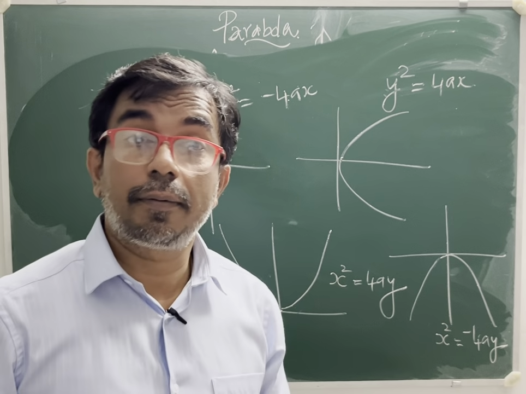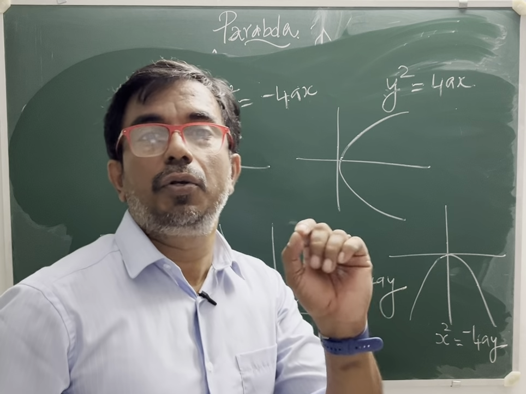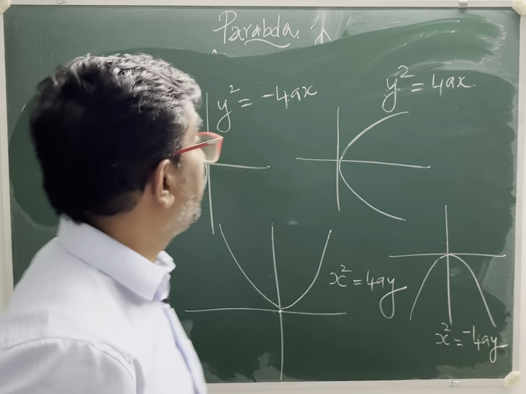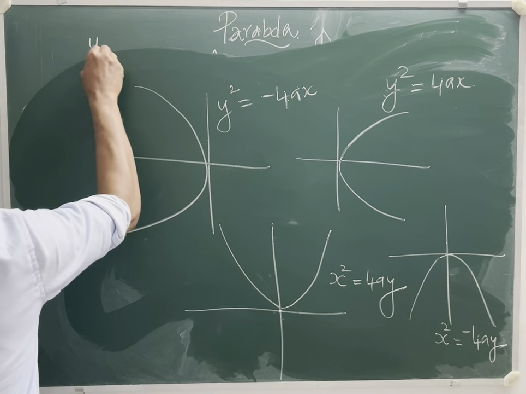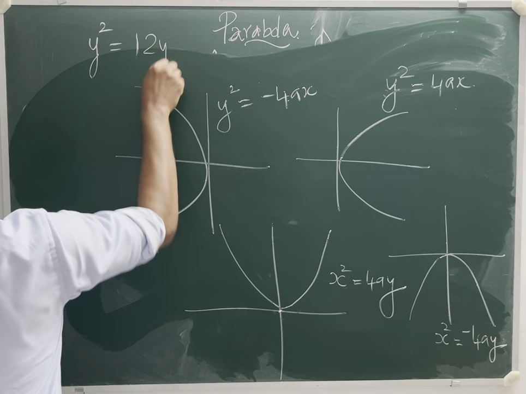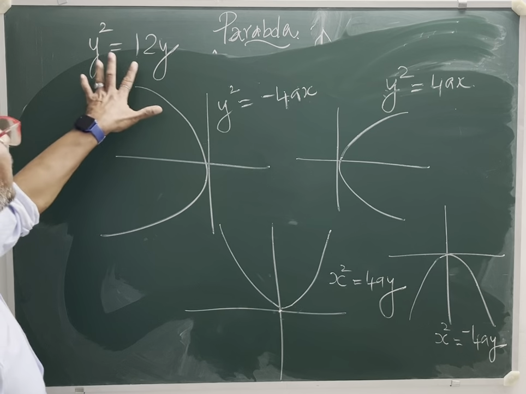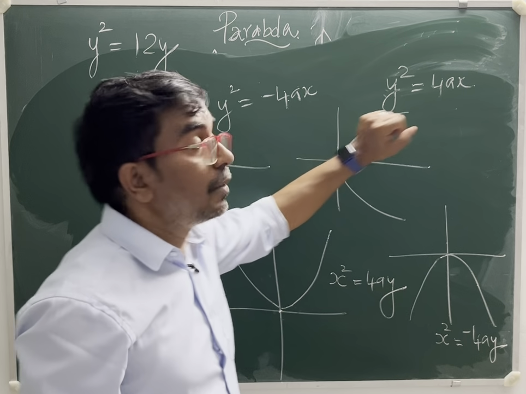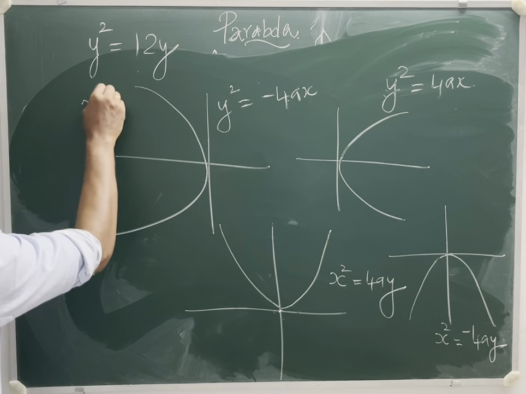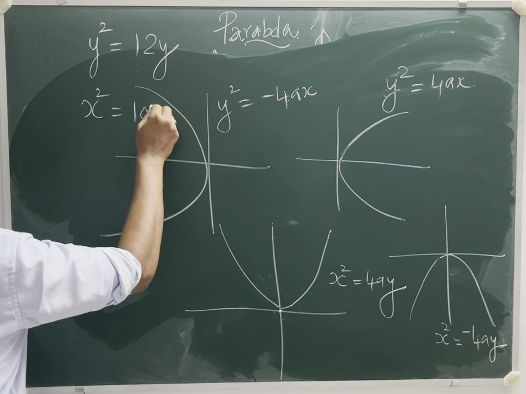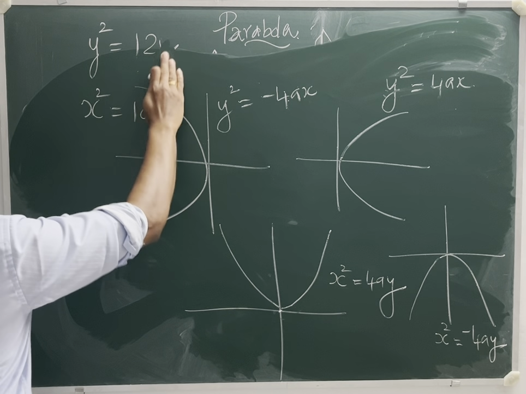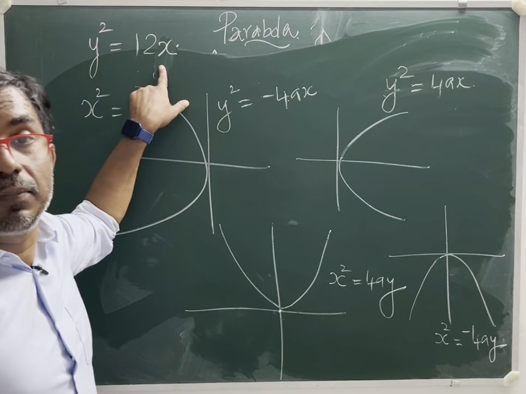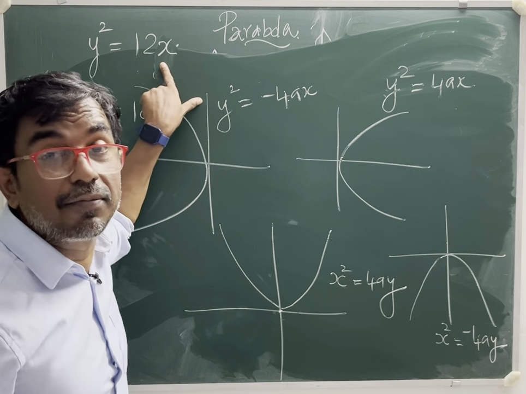So children, it's very important to identify a parabola when you get it. For example, if somebody says y square is equal to 12x, I will say that this is the first type of parabola. Y square is equal to 12x is the first type.